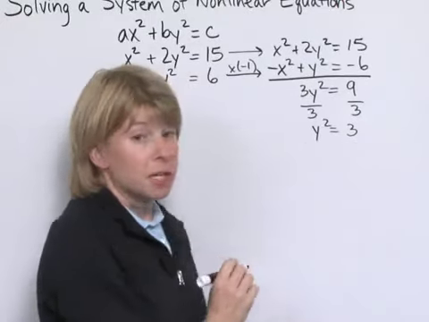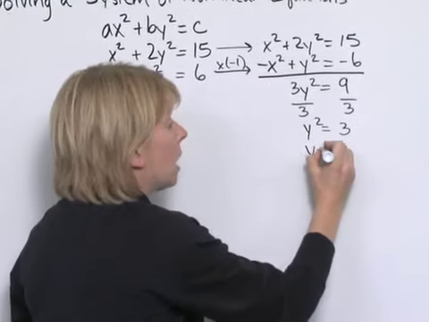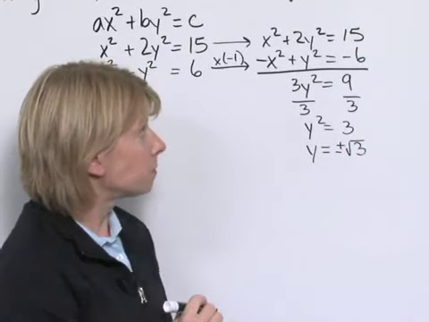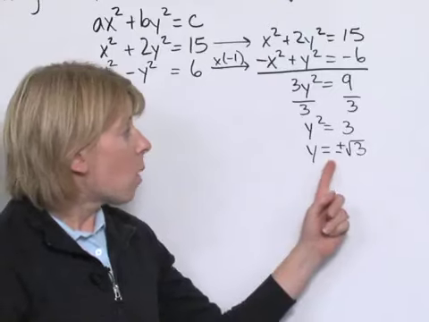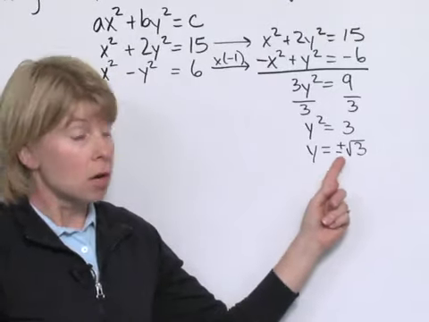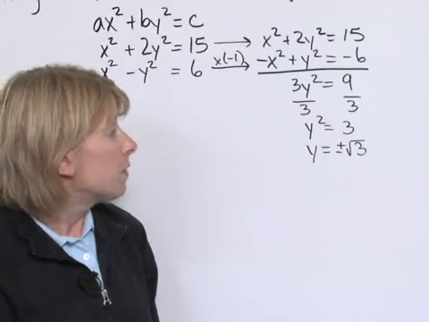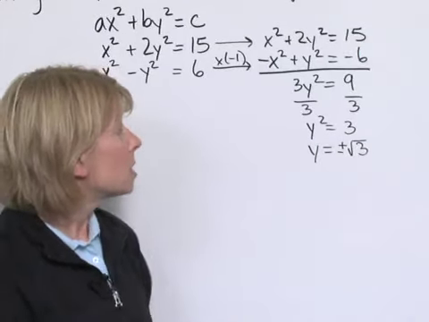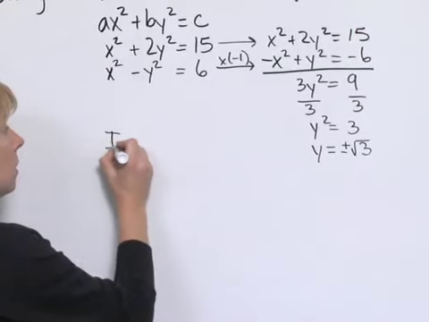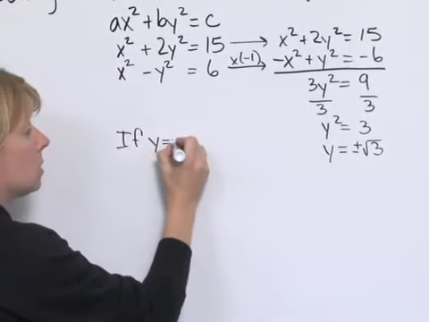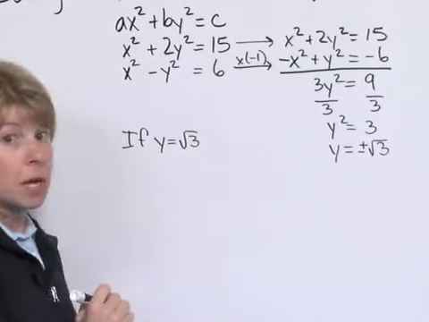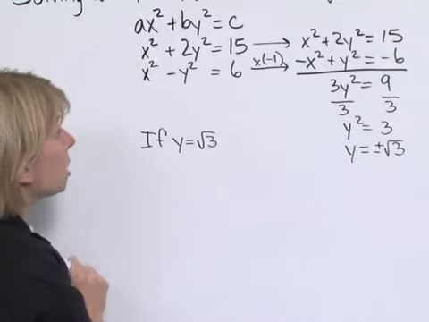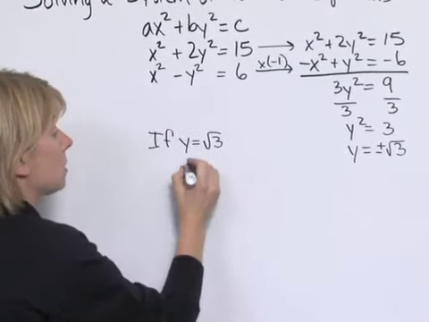And if we use the square root property to solve for y, we get y equals plus or minus the square root of 3. So we have found that y is either the square root of 3 or negative the square root of 3. We want to find the corresponding x values to go along with the two y values we found. So if y equals the square root of 3, let's substitute that into either equation. I'm going to use the first equation, and we'll solve for x.